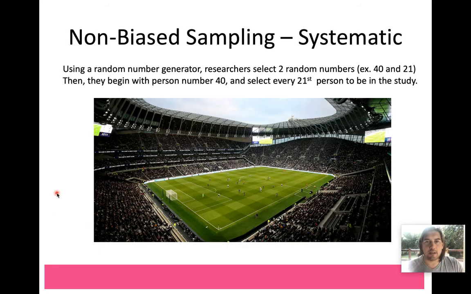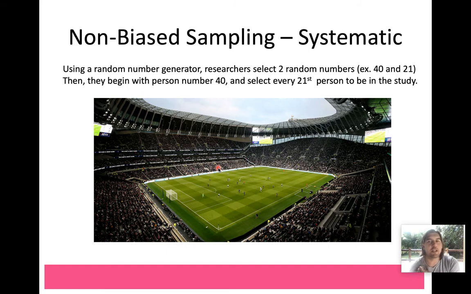Okay, and one of our last non-biased sampling techniques is called systematic sampling. This is where you don't necessarily have like 1,000 people and then you randomly choose 100 of them. What we're going to do is use a random number generator to select 2 random numbers. Let's say it selects 40 and 21. And let's say we have this stadium of people. We would start at seat 40, right? Because that was our first number. Say that's here. And then we would ask every 21st person to be in the study.